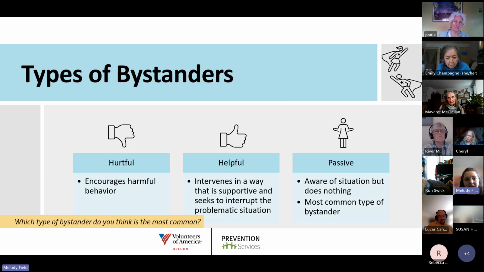So there are types of bystanders. There are hurtful bystanders who will escalate the situation, encourage the harmful behavior. There are the helpful bystanders who intervene in a supportive way, try to interrupt what's problematic, and try not to escalate the situation. And then there's passive, where people are aware of the situation, but they don't do anything. And this is the most common type of bystander. A lot of folks just aren't sure what to do, and so they end up not doing anything.